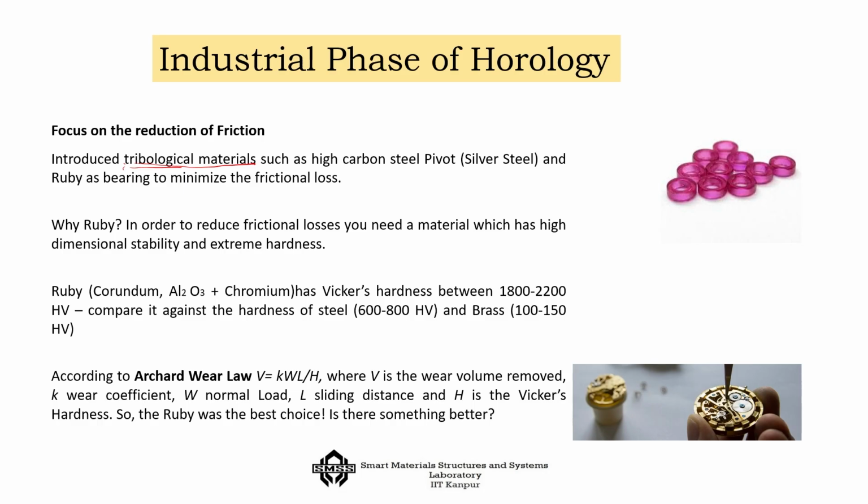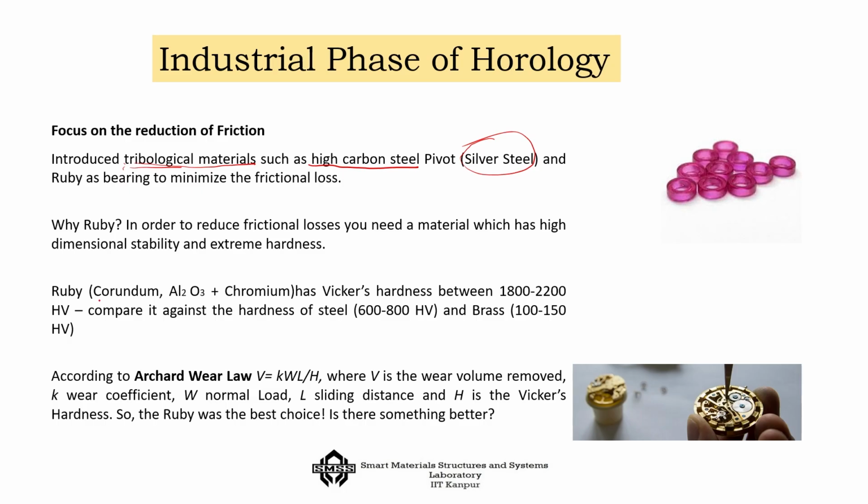In order to do it, this time now from the wrought iron, the steel has already come into picture. So, people started using the high carbon steel as the pivot. This is also known as silver steel, and ruby is used as bearing. So, this is made of ruby. Now, you know that ruby is a gem, of course it is.